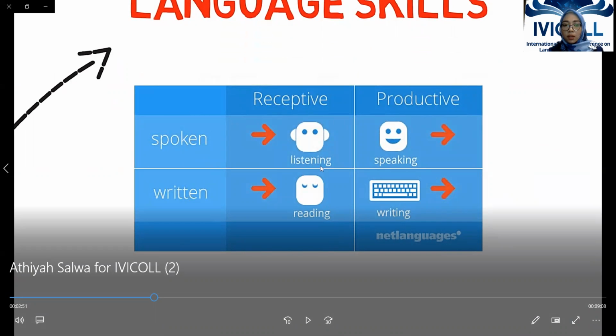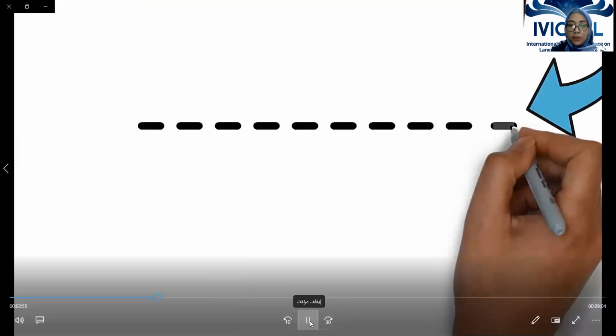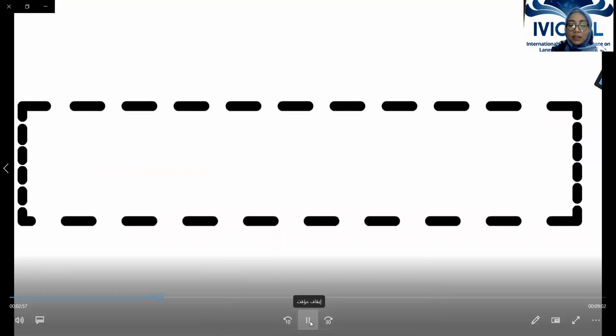When we were babies, the first receptive skill was listening, and the product of it is the speaking skill. And then in the written area, the receptive skill is reading, and the product of it is the writing skill. So I will give you some examples of how we can combine these skills into our classes, into activities that can be applied in class.